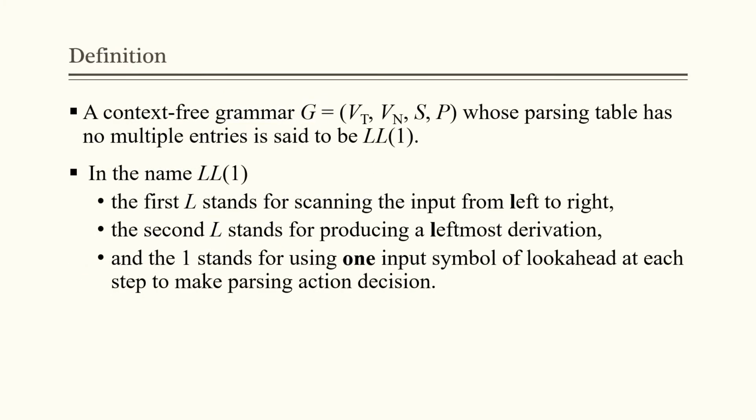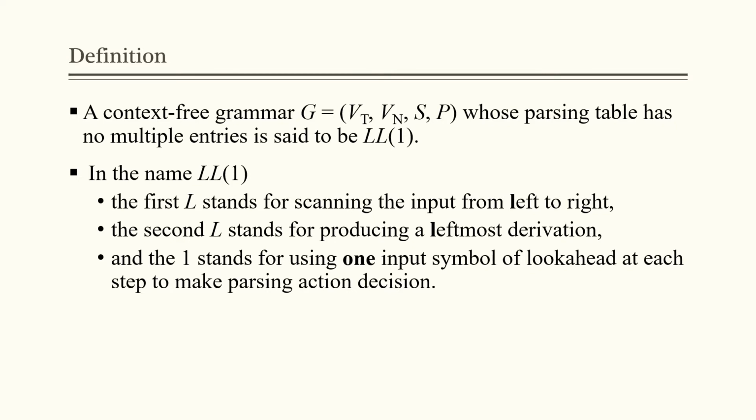Okay, here is the definition for the LL1 grammar. An LL1 grammar is a context-free grammar, with VT for the terminals, VN for the non-terminals, S for the start symbol, and P for the production rules, whose parsing table has no multiple entries is said to be LL1.